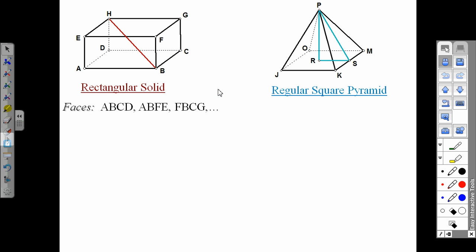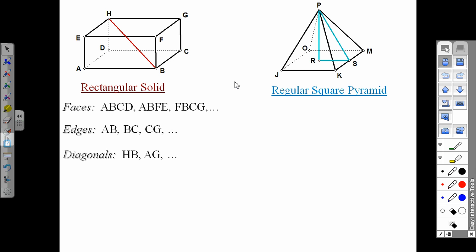First of all, the faces of your solid are all of these rectangles. So you have a rectangle on the top, on the bottom, on the ends, and in the front, and then in the back. Those are all your faces. Okay? Then we have edges. Edges are all these segments that make up the faces. Okay? So all of these segments there that make up the rectangles are called edges.